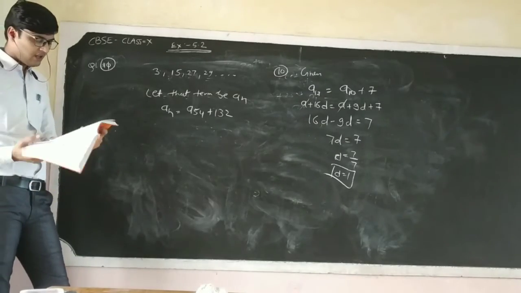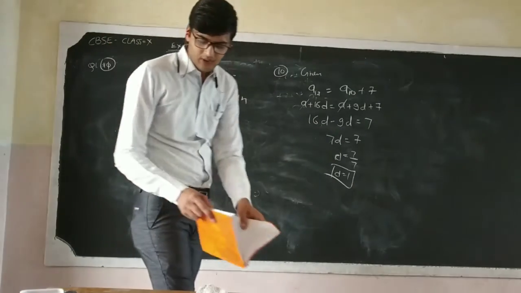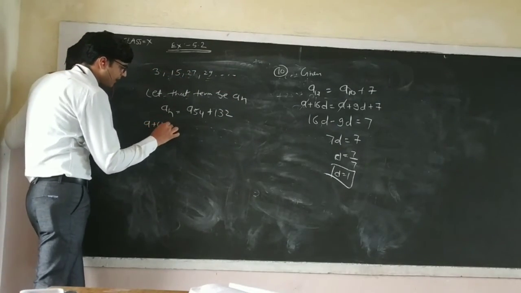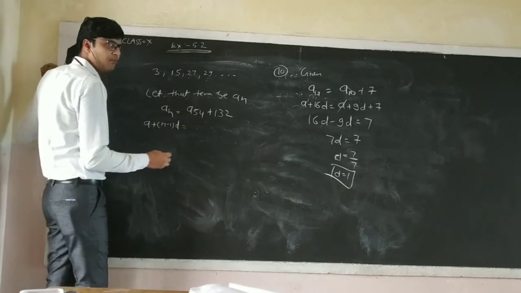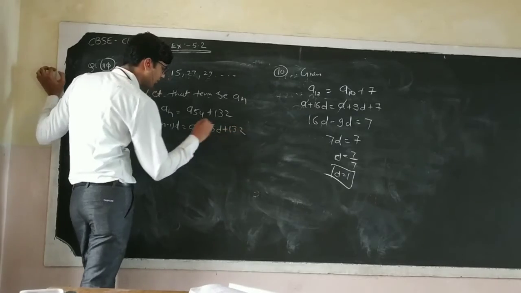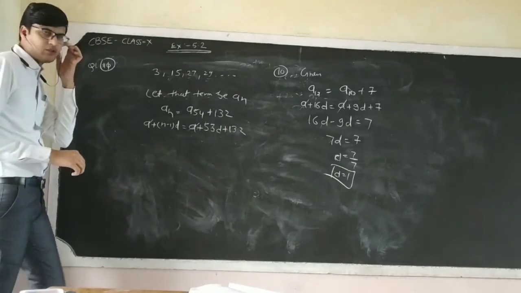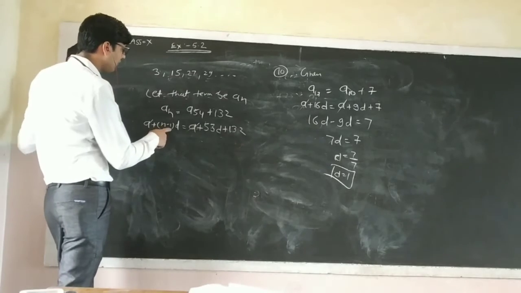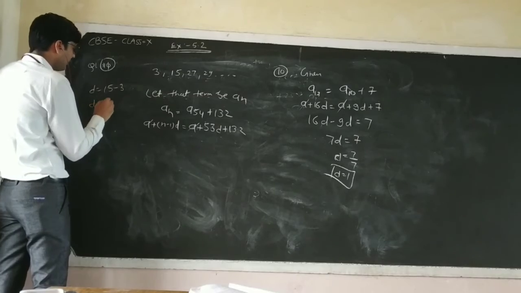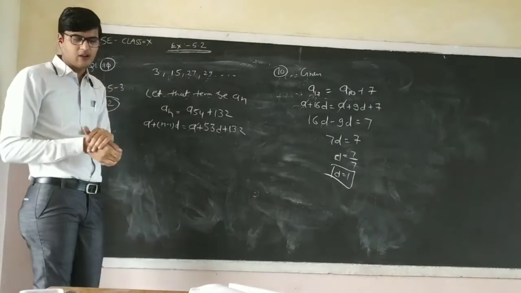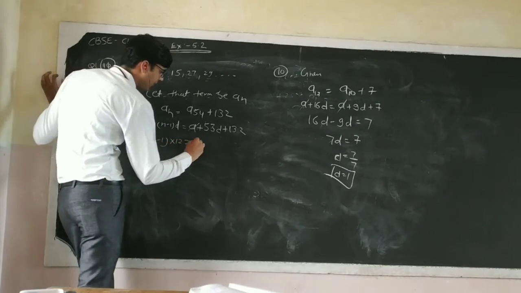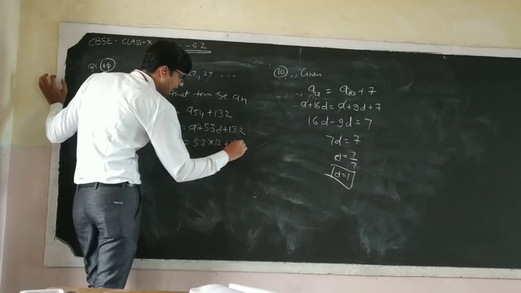Now we first find the value of n. an is a plus n minus 1 d, and a54 is a plus 53d plus 132. The a's cancel out, and the value of d is also given: 15 minus 3 is 12, so d is 12. So n minus 1 into 12 equals 53 into 12 plus 132.